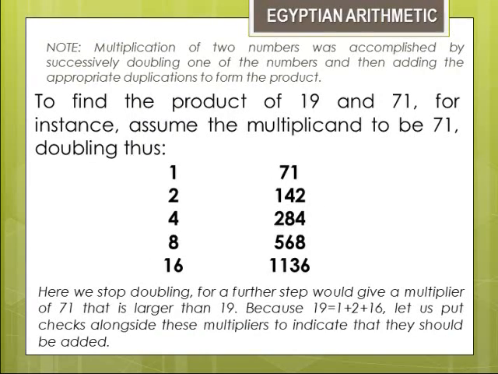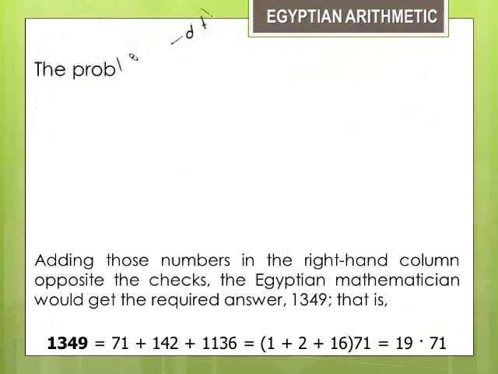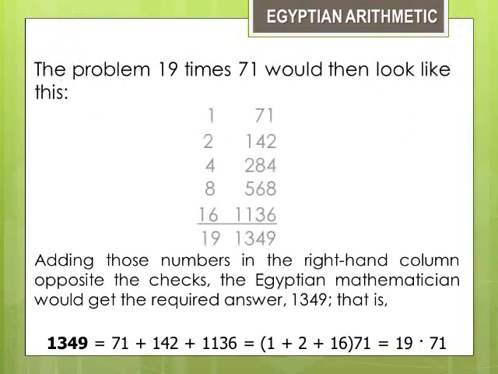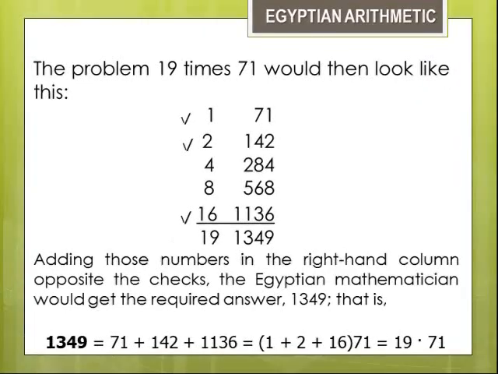Here we stop doubling, for a further step would give a multiplier of 71 that is larger than 19, because 19 is equal to 1 plus 2 plus 16. Let us put checks alongside these multipliers to indicate that they should be added. The problem 19 times 71 would then look like this. There are checks along 1, 2, and 16. Adding those numbers in the right-hand column opposite the checks, the Egyptian mathematician would get the required answer 1349. That is, 1349 is equal to 71 plus 142 plus 1136, which is equal to the quantity of 1 plus 2 plus 16 times 71, or simply 19 times 71.